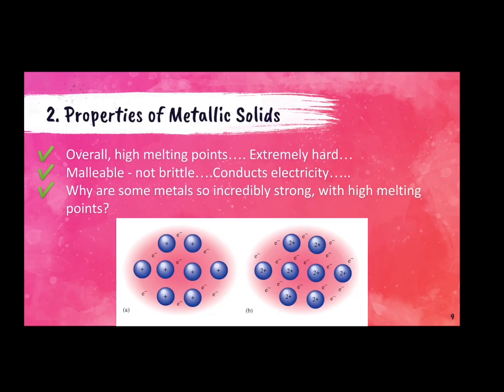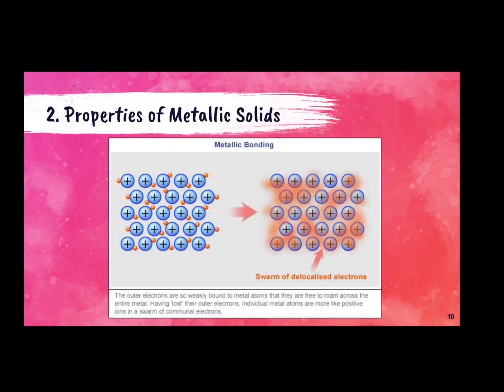Next, I have properties of metallic solids. These are going to have a little bit higher melting points because they're really just made up of metals. And then they're extremely hard, they're malleable, they're not brittle, they conduct electricity. Why? So again, these electrons are moving in a sea of electrons, they're moving freely between all the metal ions. Generally, since they're just metals, that's one of the reasons why they're malleable, they're not brittle, and they conduct electricity. Those are just properties of metals.